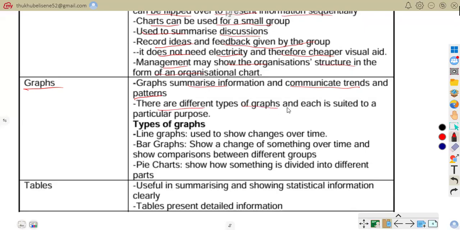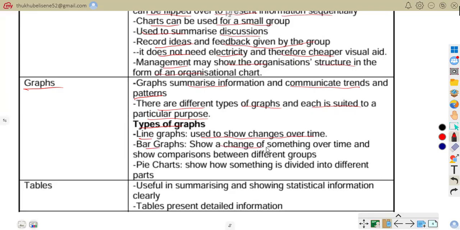There are different types of graphs and each is suited to a particular purpose. So you choose the graph that best presents the information. You can use a pie chart for percentages. Now we are on types of charts. We have the line graph, used to show changes over time, like monthly sales over one year.